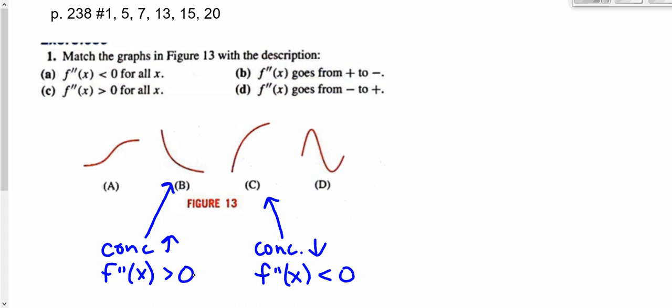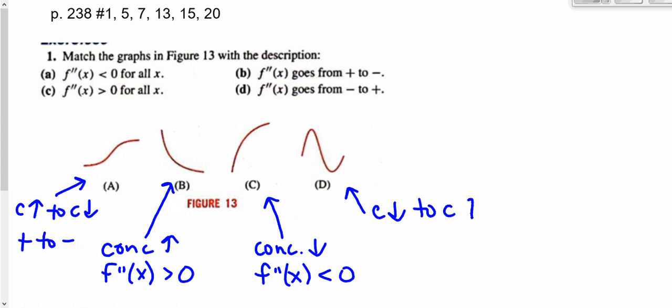And then notice that A goes from being concave up to concave down. That means the second derivative goes from being positive to being negative. And here we notice it goes from being concave down to concave up. That means the second derivative goes from being negative to being positive.